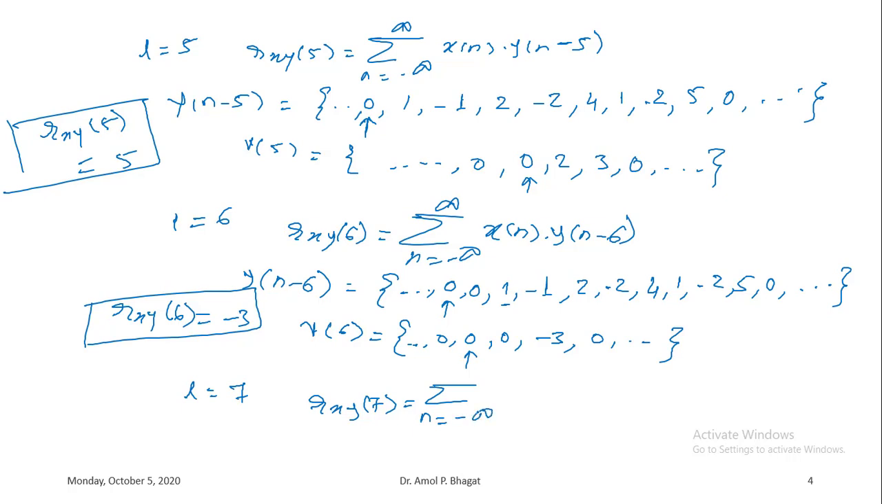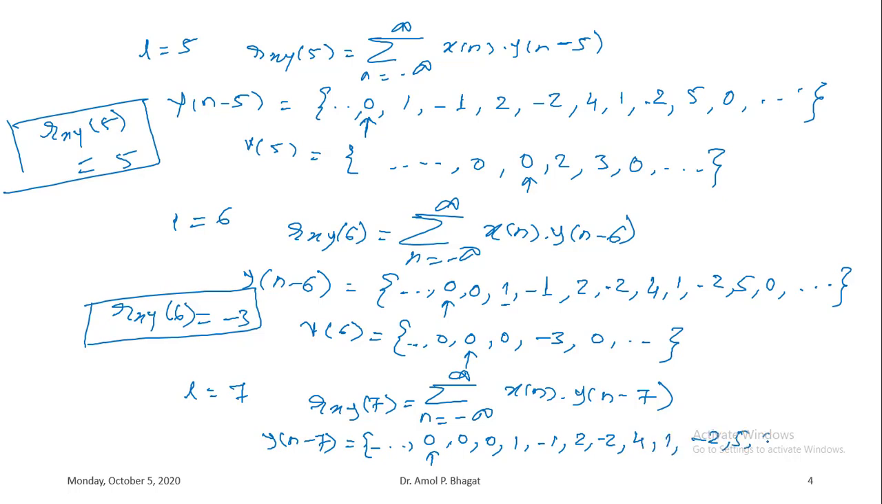So for n equals minus infinity to infinity, x of n multiplied by y of n minus 7 will be there, right? So again I will write here y of n minus 7. The same sequence will be there, but shifted left by one sample, so it will be 0 0, right? Then 1 minus 1, 1 minus 1, 2 minus 2, 4 1 minus 2 5 0 and so on. If you multiply this sequence, I will indicate this product sequence as v of 7.